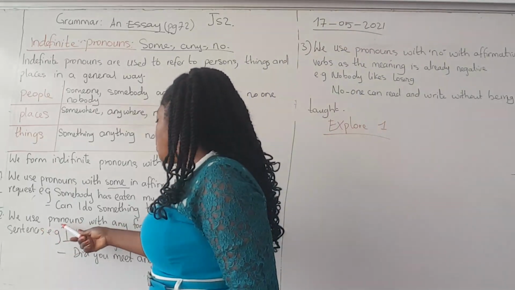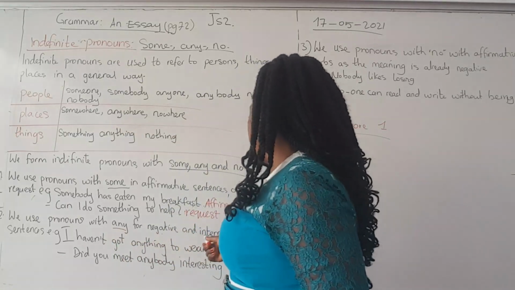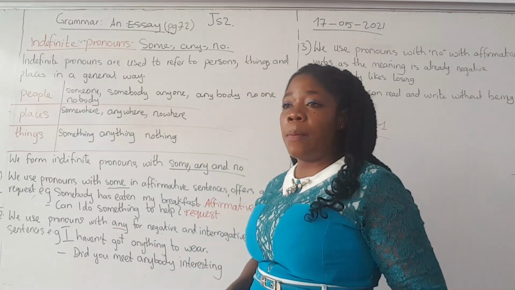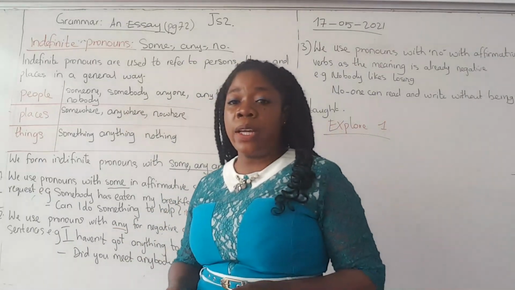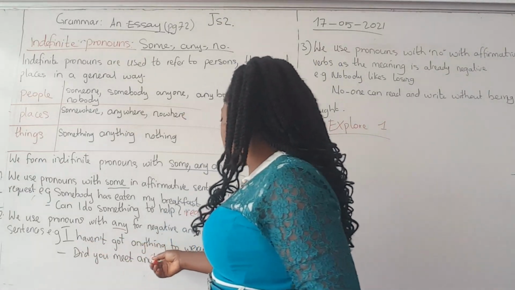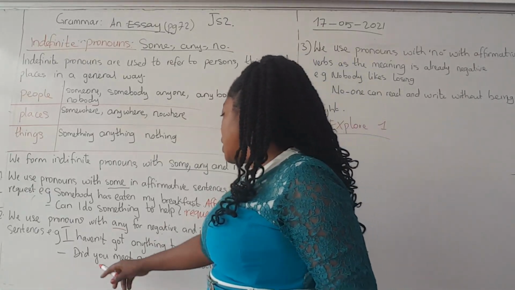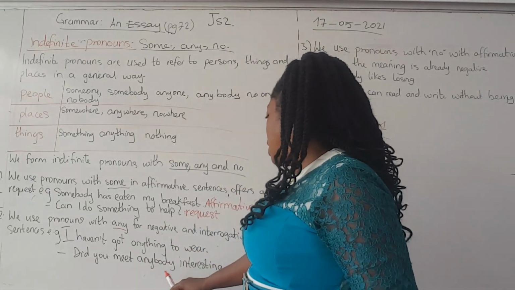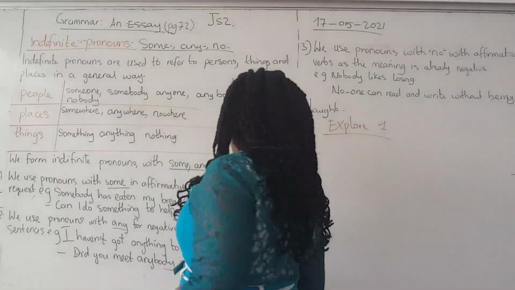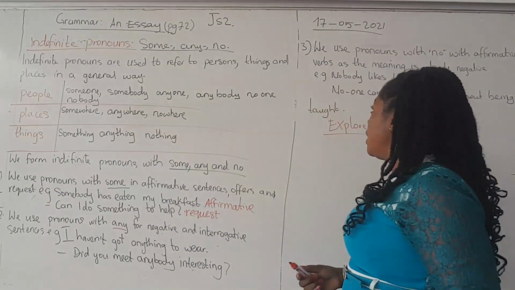Secondly, we use pronouns with any for negative and interrogative sentences. Let's see some examples. I haven't got anything to wear. Did you meet anybody? Did you meet anybody interesting? That's another example.